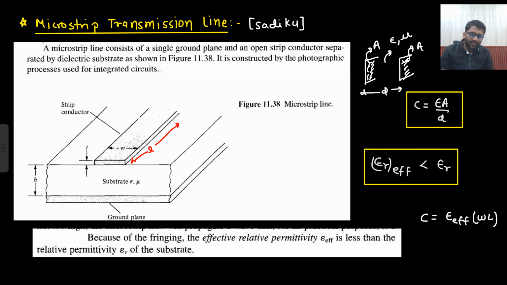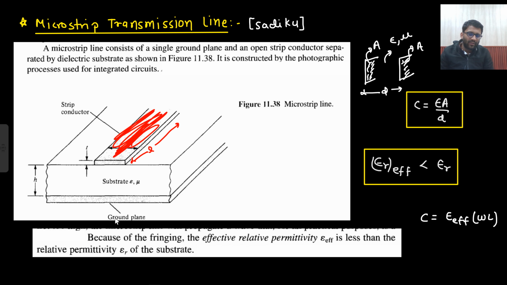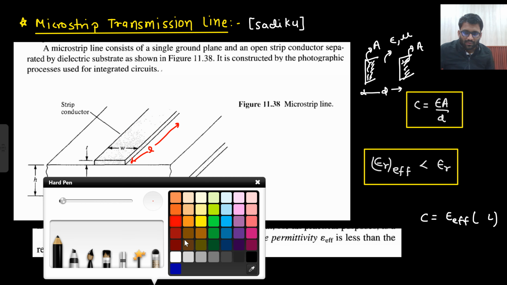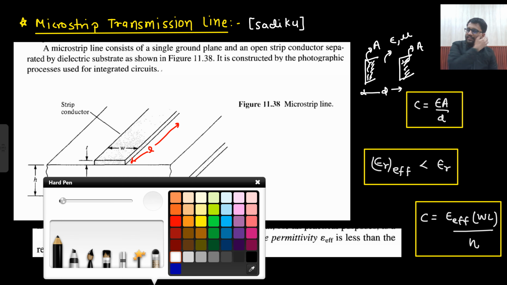So what will be this area? Which area am I talking about? I am talking about this particular area. This particular area is common with the ground as well. So that particular area I need to write down. So that is W into L. It was looking like omega, but this is not omega. This is W into L divided by the spacing between them. What is the spacing between them? That is H. So this is the capacitance value I can write down. Is that clear to you? Okay. Let's see the next question.